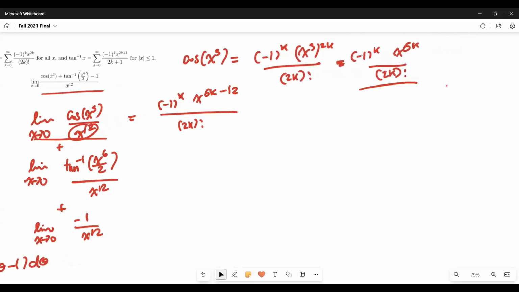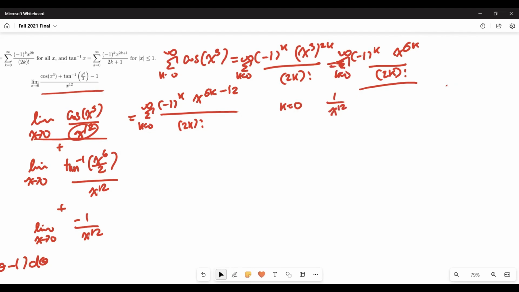And I'm going to evaluate this first. So k equals 0 to infinity, I totally forgot that. There we go, we have it all now. So if k is equal to 0, this becomes 1 over x to the 12 power.